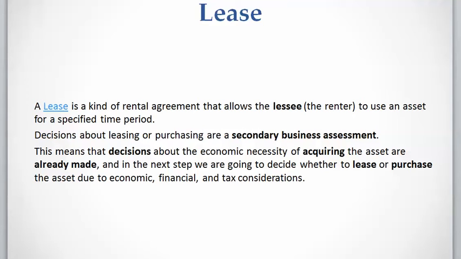In this lesson, we are going to assume that decisions about leasing or purchasing are secondary business assessments, meaning that we already assume that we are capable of taking a lease. So we are going to analyze whether it is good to take a lease or it is better to purchase the property.